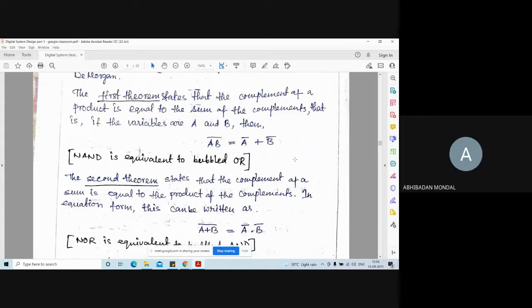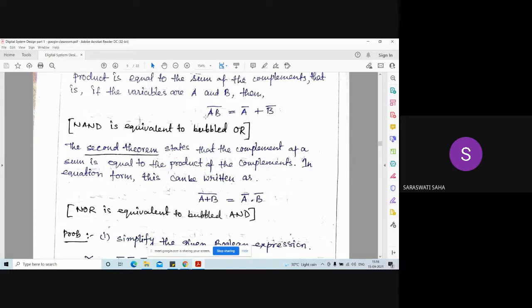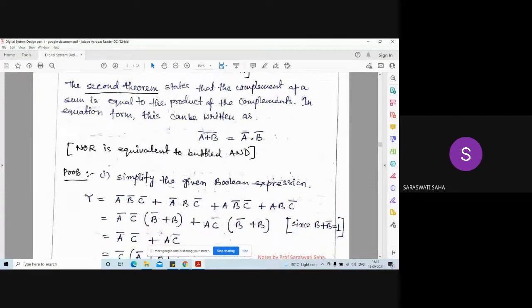Yes, ma'am. Next, NAND is a universal gate. So another one will be NOR. The second theorem states that the complement of a sum. Sum means, you know, OR operation. So complement of OR means NOR. So NOR is equivalent to bubbled AND. We can read it in this way, NOR is equivalent to bubbled AND.